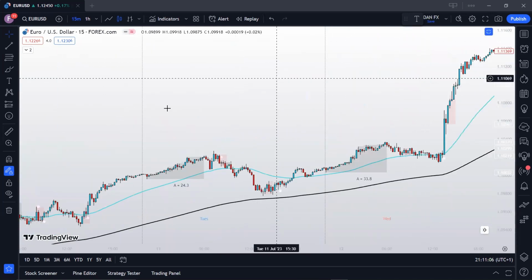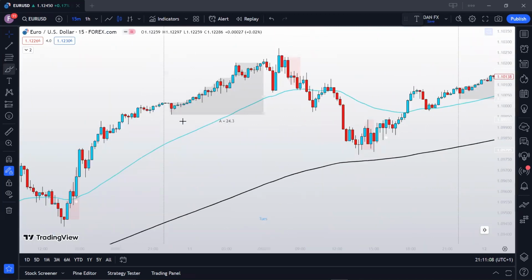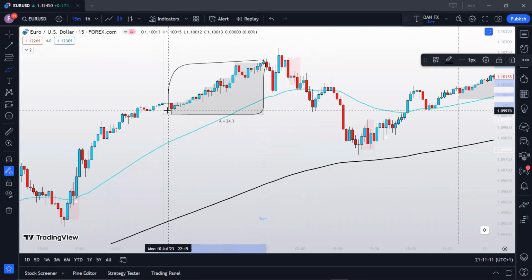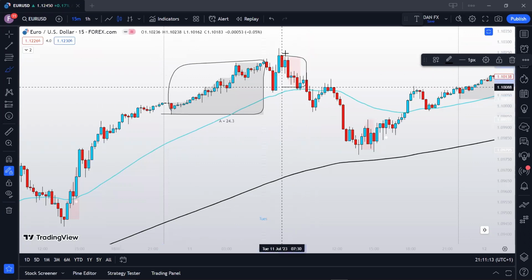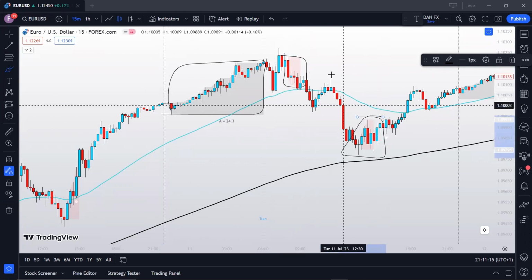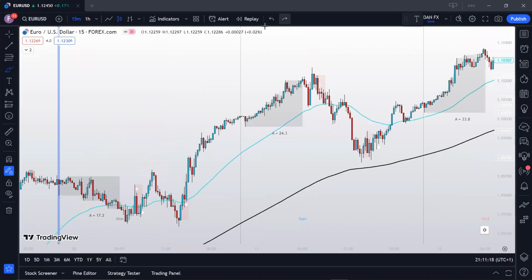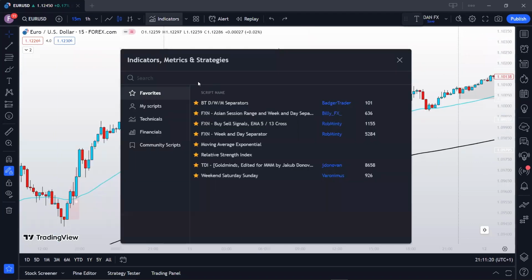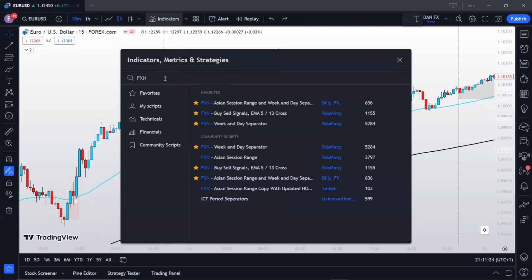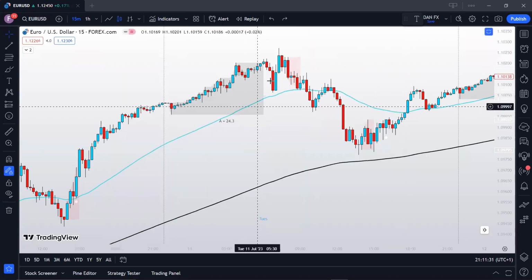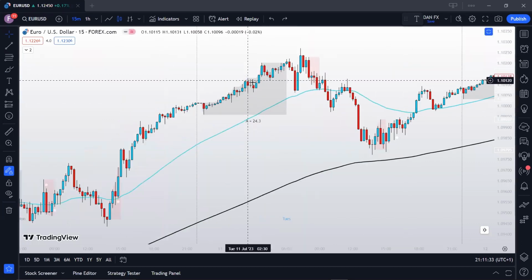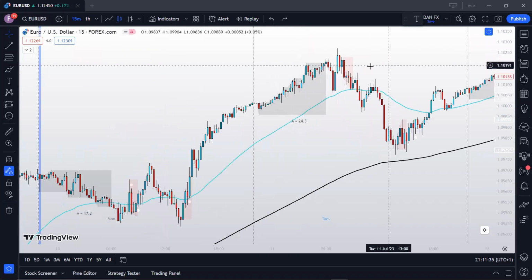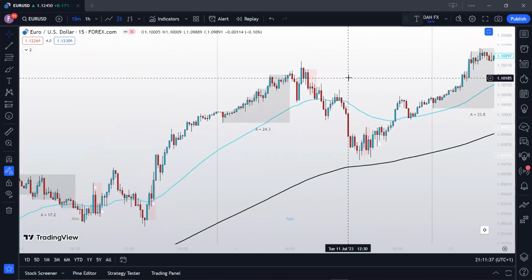And then also these sessions you're seeing on my chart: this black box is the Asian session, then this is the London session here, and then this is the New York session all the way down here. If you want to add them to your chart, just go to indicators and look for them. If you're looking for the session indicator, just type FXN and look for Asian session range by FXN, Billy FX, and then this should pop up. You can customize it with whatever color or design you want. You can also set the timings and all that.